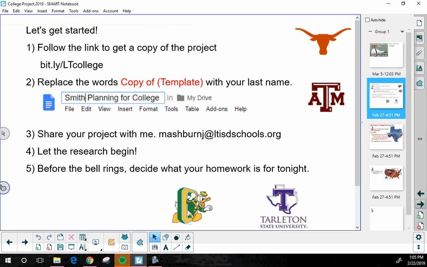I'm going to actually do this back here so you can see it. You're going to copy this link right here, and I'll read through this with you just to give you an overview, and then I'll do it myself. You're going to follow this link. You're going to replace the words "copy of template" with your last name. So if your last name is Smith, it would say Smith Planning for College.